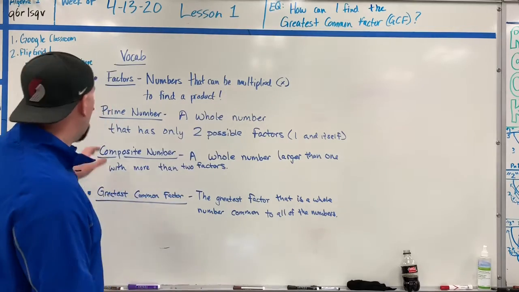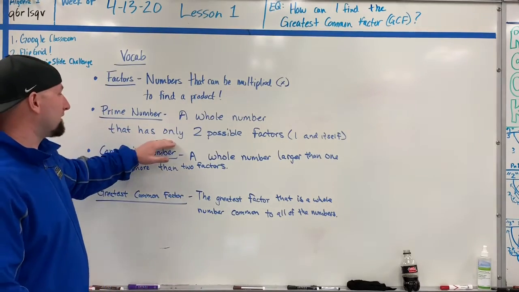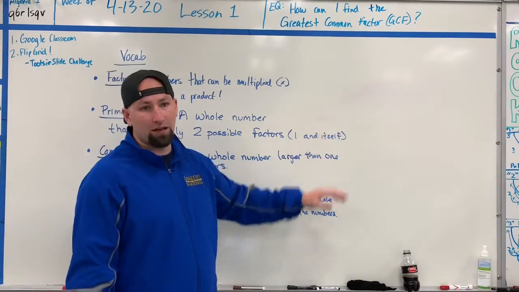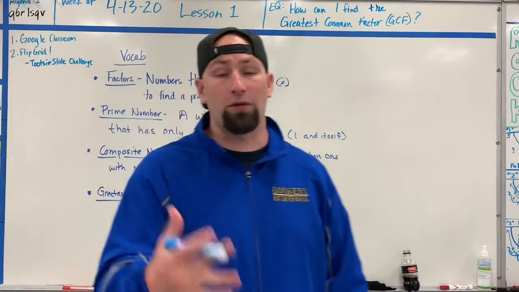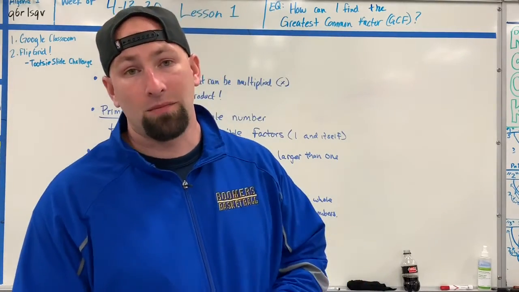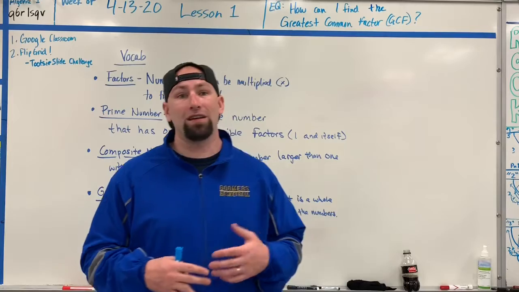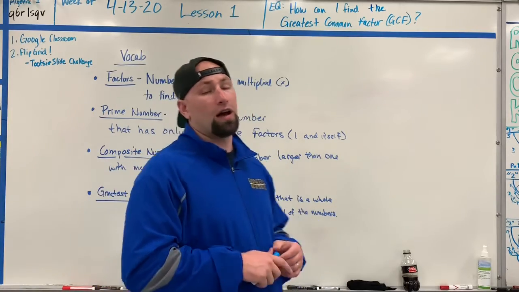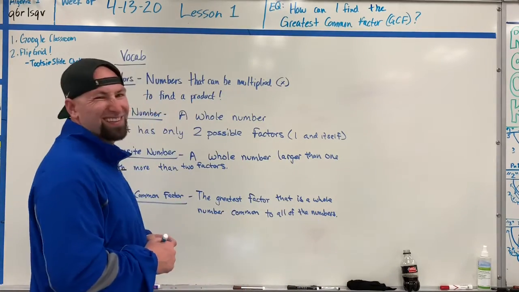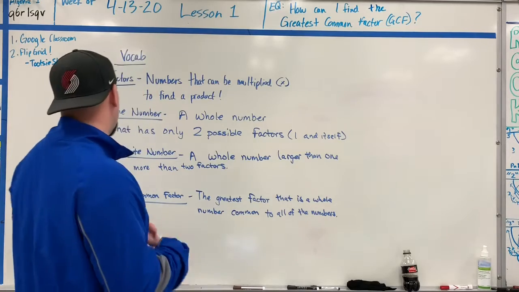All right. A prime number is a whole number that has only 2 possible factors, one and itself. 3 is a prime number. 7, 9, those are all prime numbers, okay? And the list goes on, 11, 13, etc.